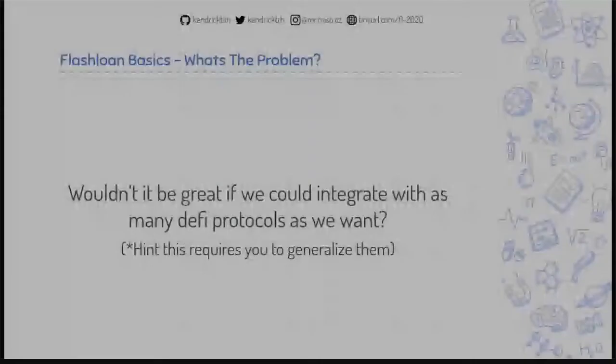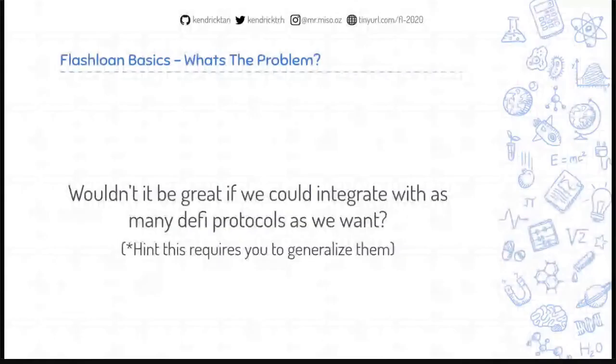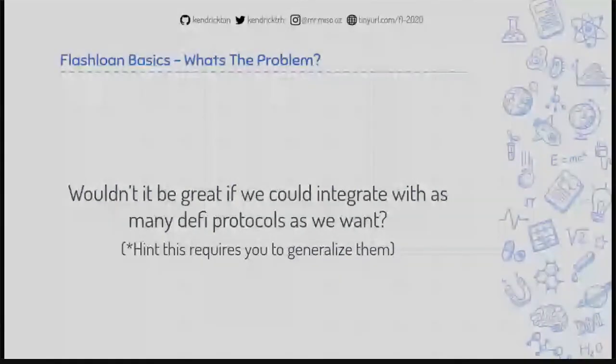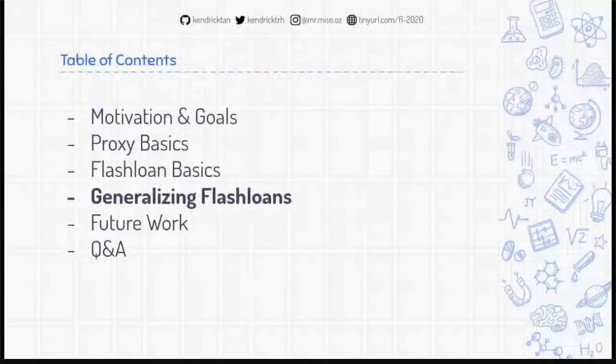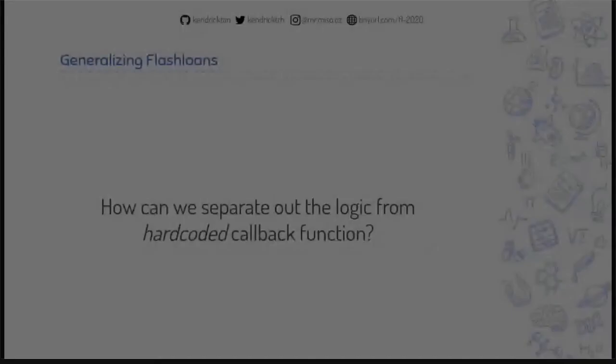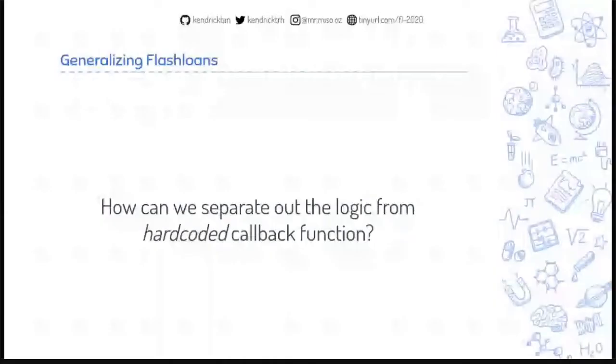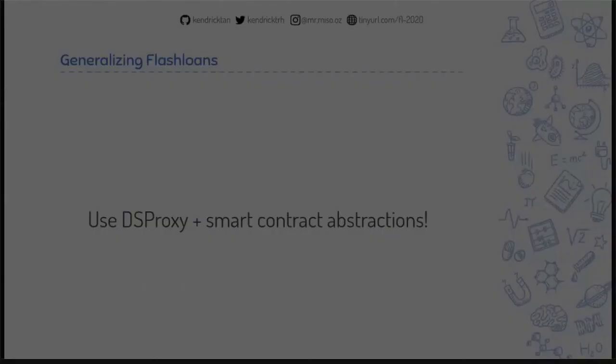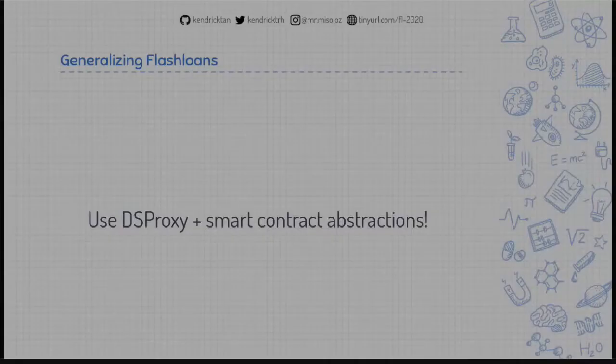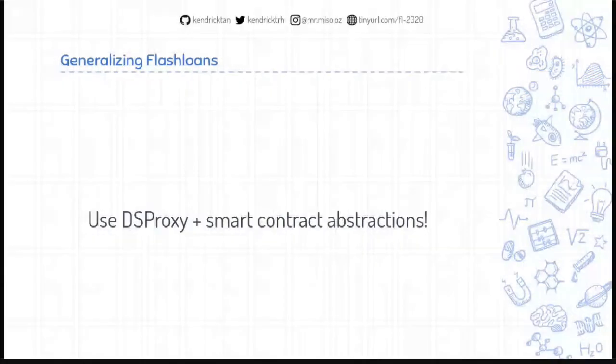So wouldn't it be great if we could integrate with as many DeFi protocols as we want with flash loans? Well, yes, we can. We just need to generalize them. So introducing generalizing flash loans. If we take the problem and abstract it out even further, the main problem we're trying to solve is how can we separate out the logic from the hard-coded callback function? Well, the answer is we can just use a proxy and some really smart contract abstractions.